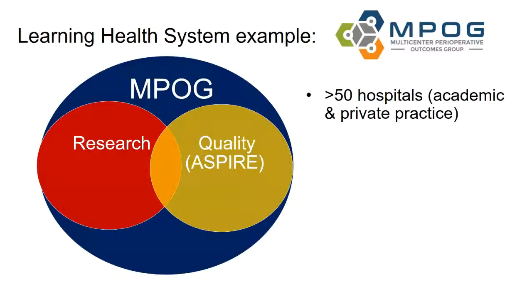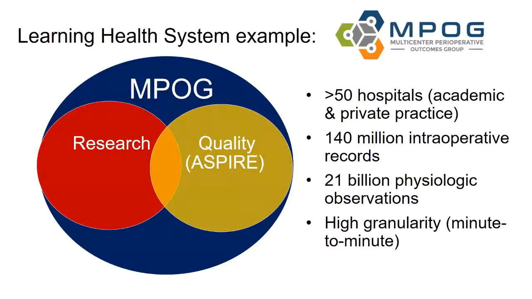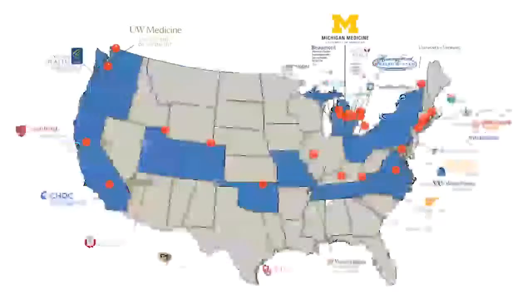So this is a group of over 50 hospitals from across the country. It's both academic and private practices. We have over 140 million intraoperative records in this database, 21 billion physiologic observations, and very high granularity. So we have minute-to-minute blood pressure data, medications administered minute-to-minute, fluids, ventilator settings. It's a very granular data set, which makes it somewhat unique compared to other health data sets.